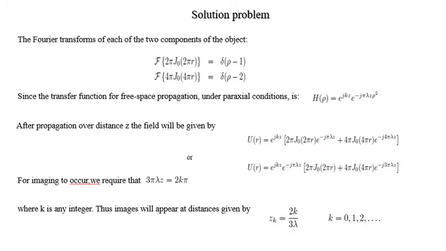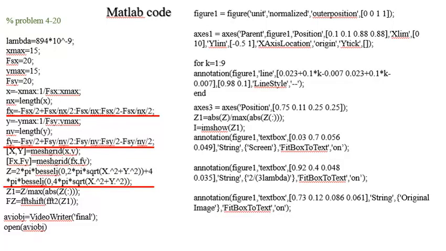For imaging to occur, we require that 3 pi lambda z equal k pi, where k is an integer. Thus the image will appear at a distance given by z equal to k over 3 lambda. Z gives us the distance at which the image will appear behind the object.